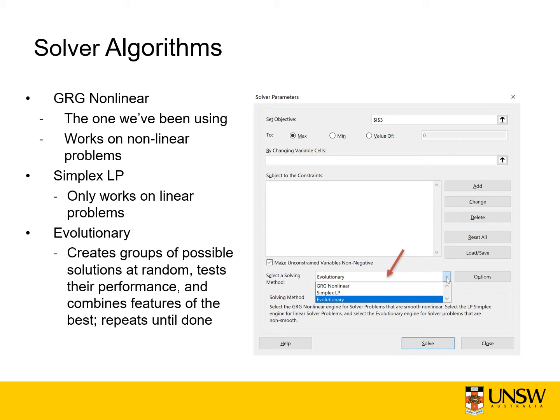Simplex LP algorithm is used for solving so-called linear programming and mathematical problems, and the evolutionary algorithm is used for non-smooth problems, which are the most difficult type of optimization problems to solve. While GRG and Simplex algorithms are used for linear and smooth nonlinear problems, the evolutionary algorithm can be used for any Excel formulas or functions, even when they are not linear or smooth nonlinear. Functions such as IF and VLOOKUP fall in this category.